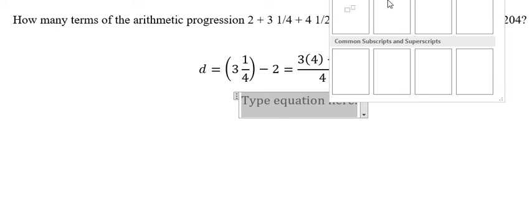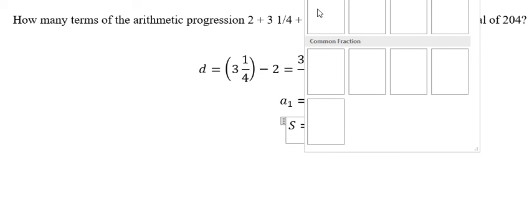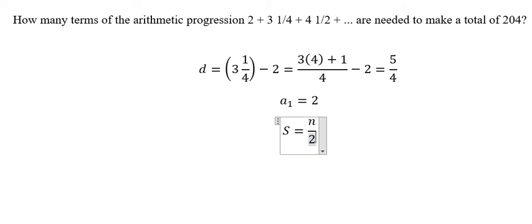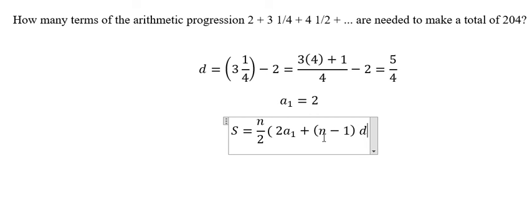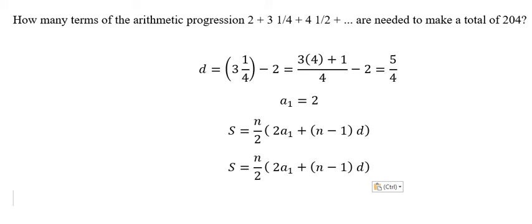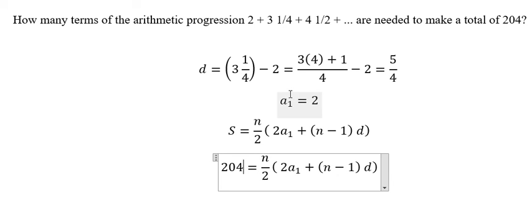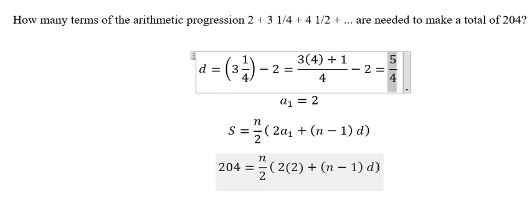The first term of this one, we can see that the sum of the function, that should be S_n equals n/2 multiplied by 2a1 plus (n minus 1)d. So we know that S_n is 204, a1 is 2, and d is 5/4.